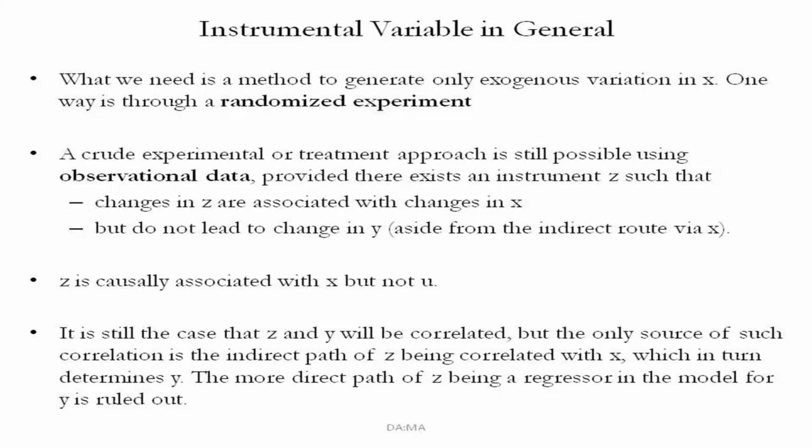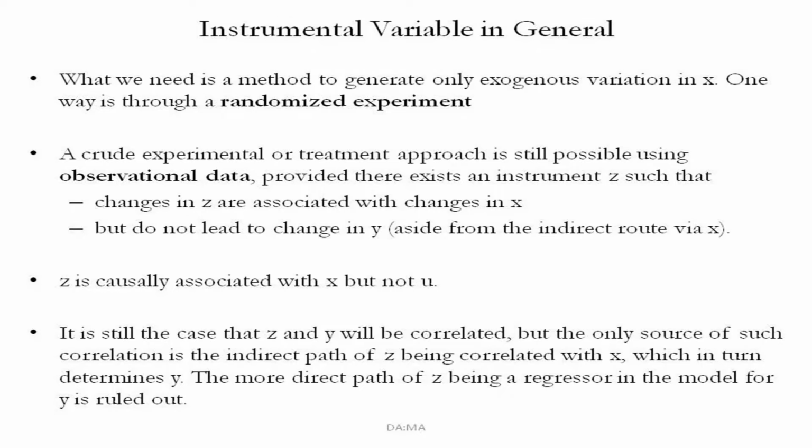So, coming back to where we were, what we are saying once again is that Z is causally associated with X, but not with U. It is still the case that Z and Y will be correlated, but the only source of such correlation is the indirect path of Z being correlated with X. Just recall the path diagram that we just saw. The only way in which Z affects Y is through X, which in turn determines Y. The more direct path of Z being a regressor in the model for Y is ruled out. In other words, Z affecting Y directly is ruled out.